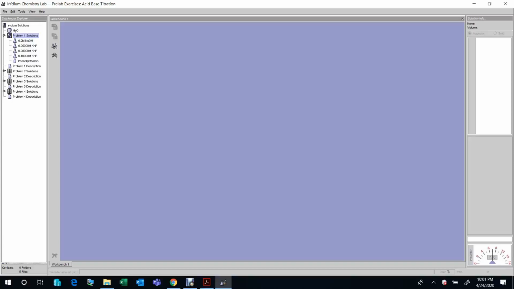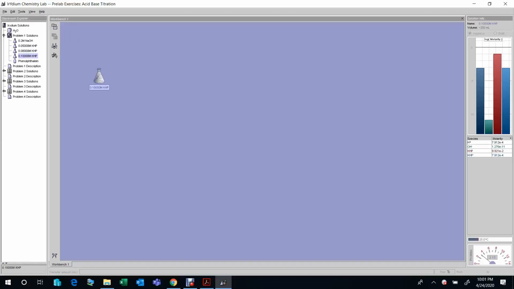Because when the reaction reaches the equivalence point, the moles of sodium hydroxide and the moles of KHP are the same, and then we can choose any of them. Here I just choose 0.1. Okay, double click, and I have this solution. On the right top you can see it's around 250 milliliters, but the concentration is very accurate.